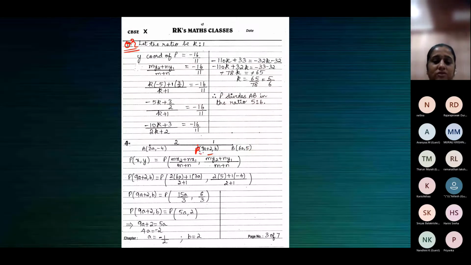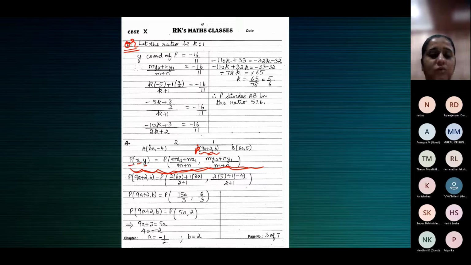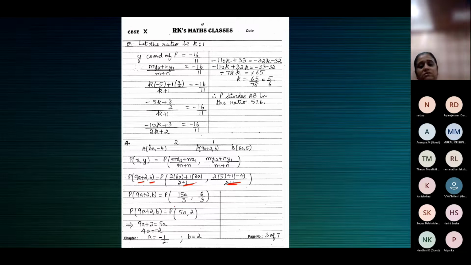So how will we find the coordinates of P? This is the general formula. How do you find the coordinates of the point of division? That is, how do you find the x coordinate and y coordinate of P? The x coordinate is mx2 plus nx1 by m plus n, and there's a y coordinate. So this is the formula. Now, in this figure, the x and y coordinates are these, and this is the formula. Then you should equate this with this and this with this. That's all.